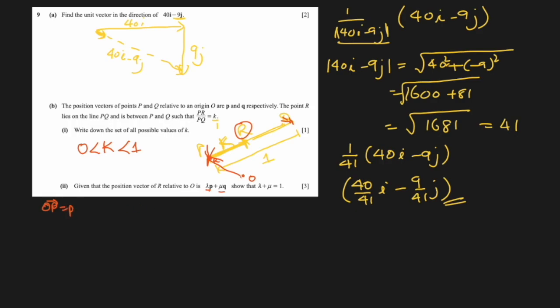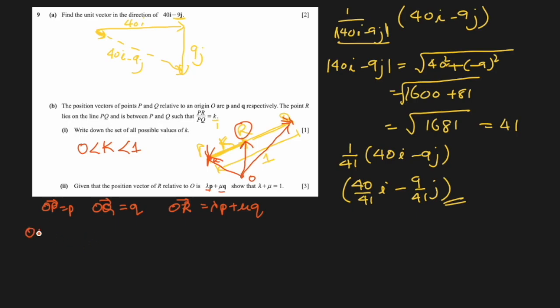Similarly, the vector from O to Q is OQ, which is Q, right? Now OR, suppose it is here, and they're saying that given that the position vector of R relative to this is lambda P plus mu Q. All right, can we somehow relate the two? Let me relate this one, OR.